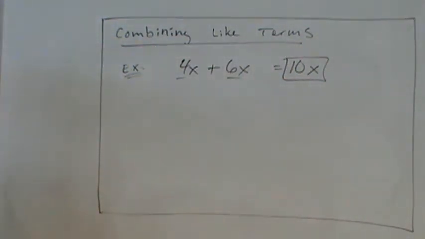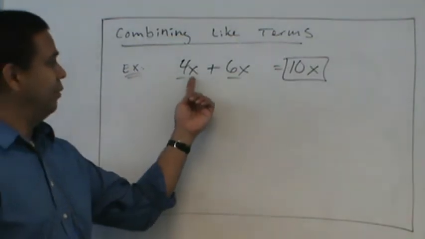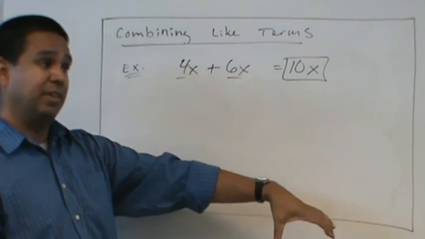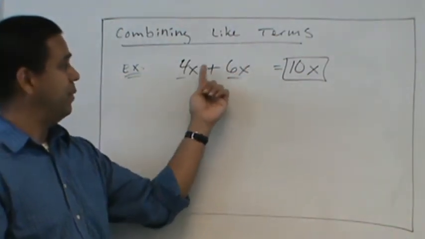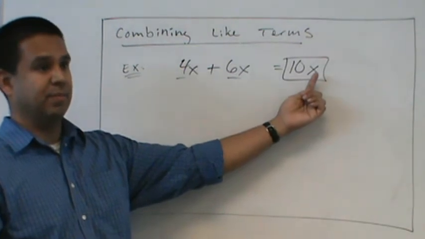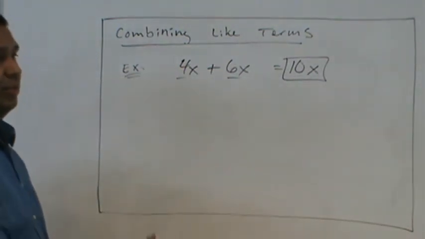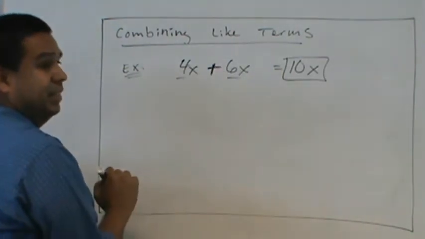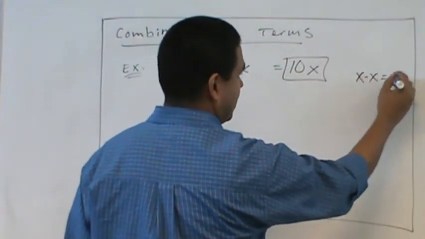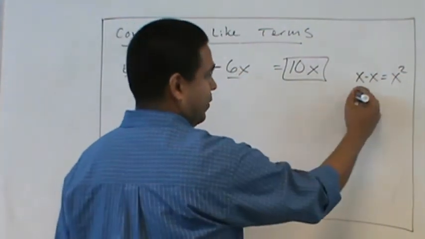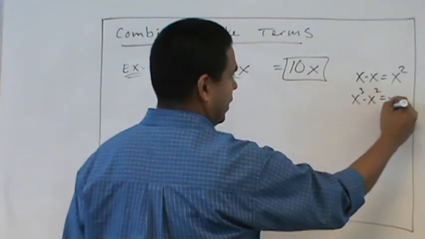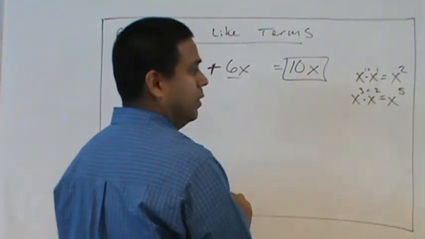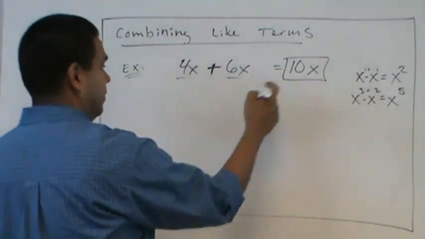We don't add the exponents. We don't multiply the exponents. We leave it the same. Just like when we add or subtract fractions, we leave the denominator the same. Here we leave the variable and the exponent the same. Okay. Not squared. Squared is if we're multiplying. We are adding. If we did x times x, that's x squared. If we do x³ times x², that's x to the fifth, because we add the exponents. Okay? Not true here. Stays the same.